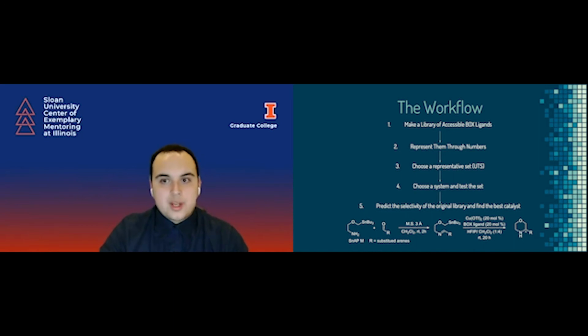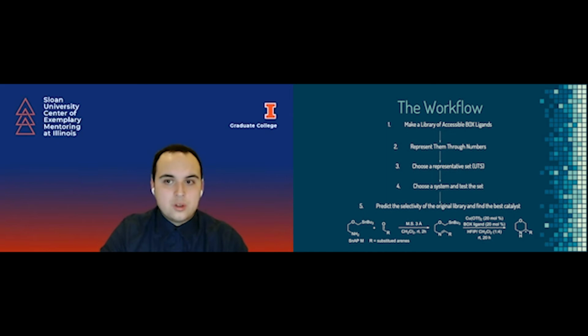The defined workflow on the next slide is as follows. 1, make a library of box molecules that can actually be made. 2, represent how the molecules exist in chemical space. From there, for number 3, select a subset of this library that represents a broad number of different structures with different properties using data-driven methods. And we can call this the Universal Training Set, or UTS for short.